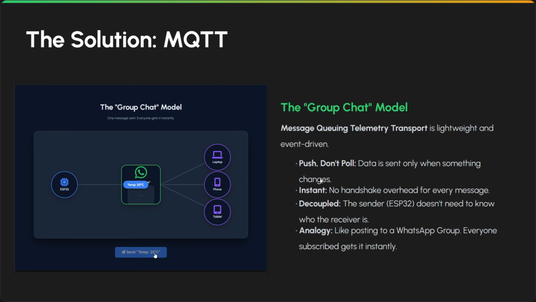Data is sent only when something is new, and it is instant, with no handshake for every message. And the ESP32 doesn't need to know who the receiver is. It just publishes the data with a specific topic, and the devices that subscribe to the topic will get the data instantly. It's like a WhatsApp group: everyone subscribes and gets it instantly.